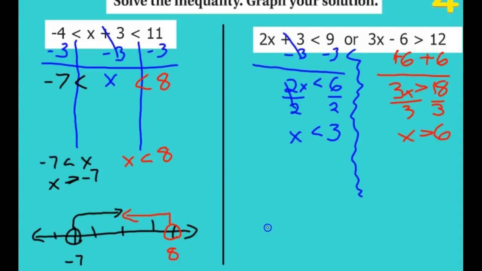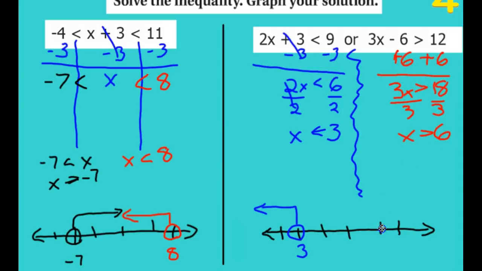So if we draw a number line down here, we can start with the smaller number. So x is less than 3. So we draw an open circle, and our arrow is pointing to the left. So we draw an arrow to the left. This is an OR inequality, so we should have these arrows pointing in the opposite directions.